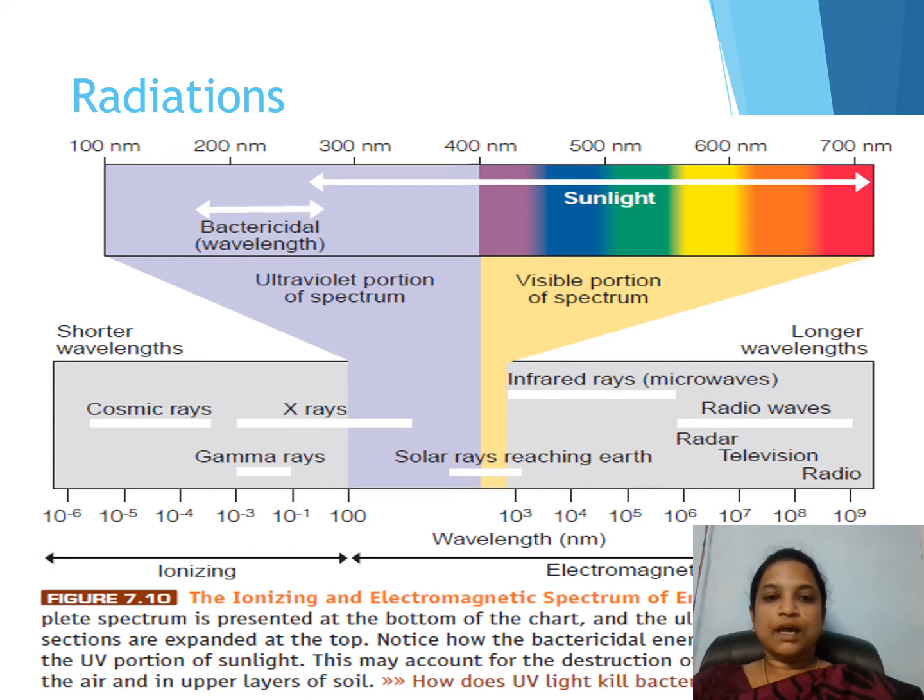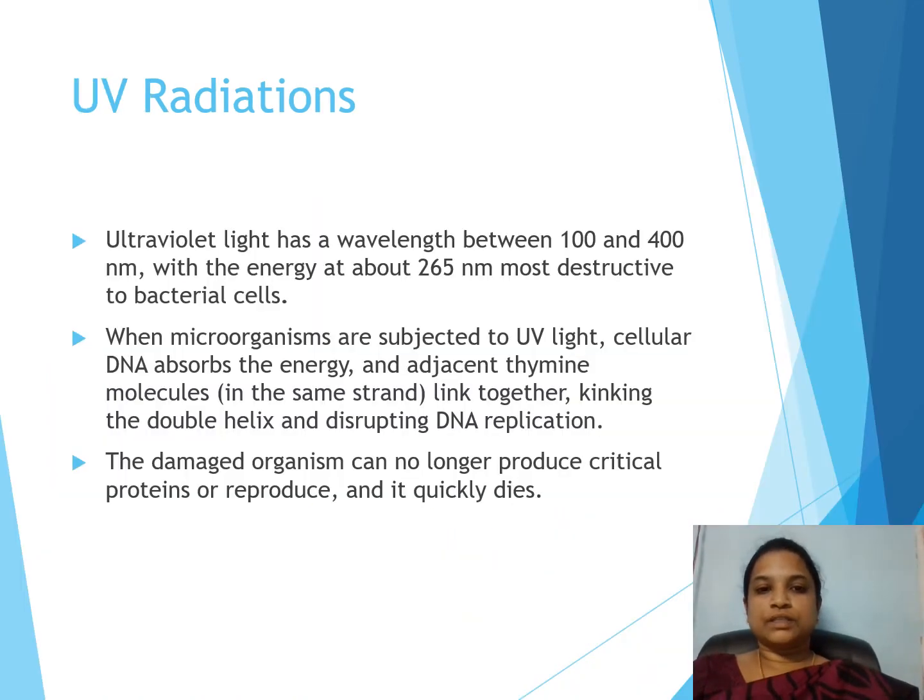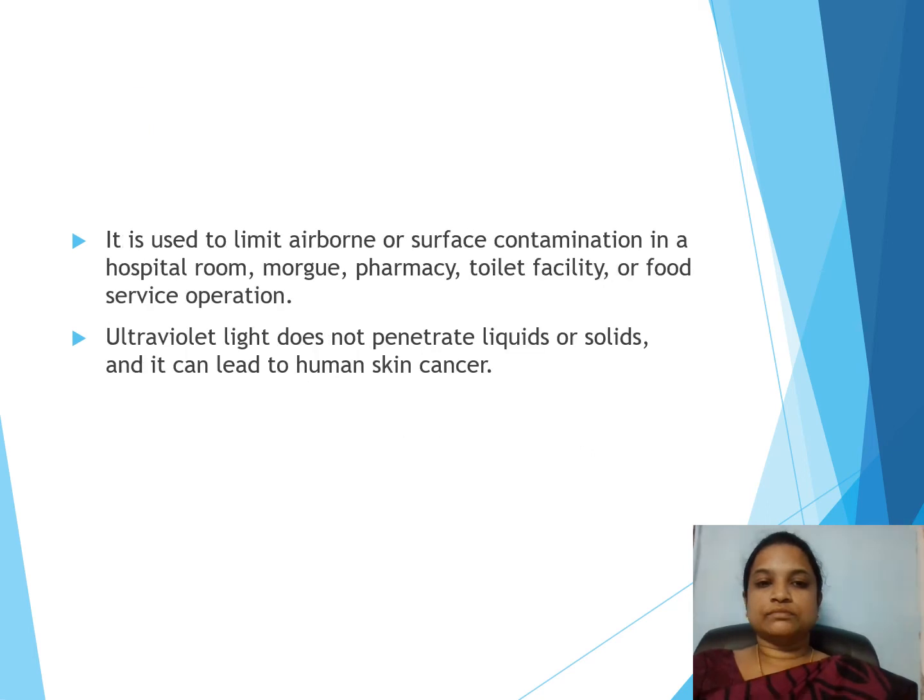Ultraviolet rays and ionizing radiation such as X-rays and gamma rays have the ability to kill microbes naturally. UV radiation: ultraviolet rays have a wavelength between 100 and 400 nanometers, with the energy at about 265 nanometers most destructive to bacterial cells. When microorganisms are subjected to UV light, cellular DNA absorbs the energy and adjacent thymine molecules link together, kinking the double helix and disrupting DNA replication. The damaged organism can no longer produce critical proteins or reproduce, and it quickly dies.